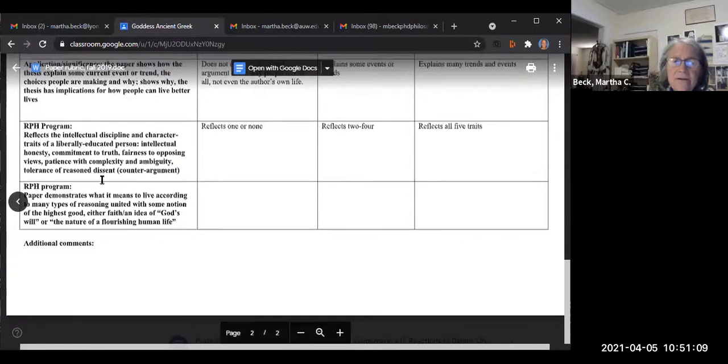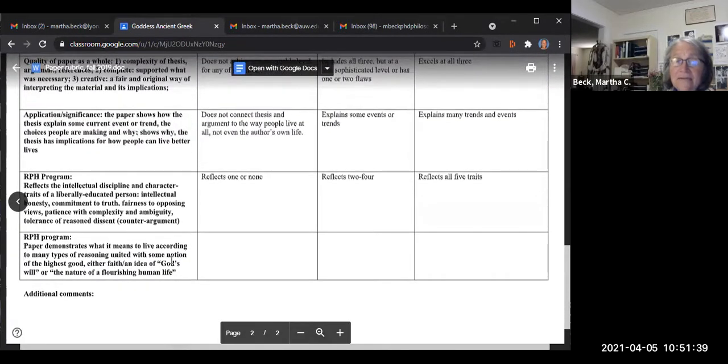Okay, and here she shows that she's intellectually honest, she's committed to truth, she's fair to the opposing point of view, she's patient with the complexity, right? She understands this is complex, and she tolerates reasoned dissent, but in this case, the dissent is not very well reasoned, so she shows why it's not.